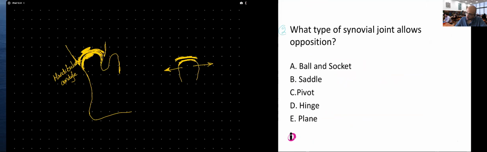All right, for the second question, for the in-class activity for today, what type of synovial joint allows opposition? You remember, the one that allows opposition is my saddle joint, which is located in my thumb, the carpometacarpal joint of the thumb.